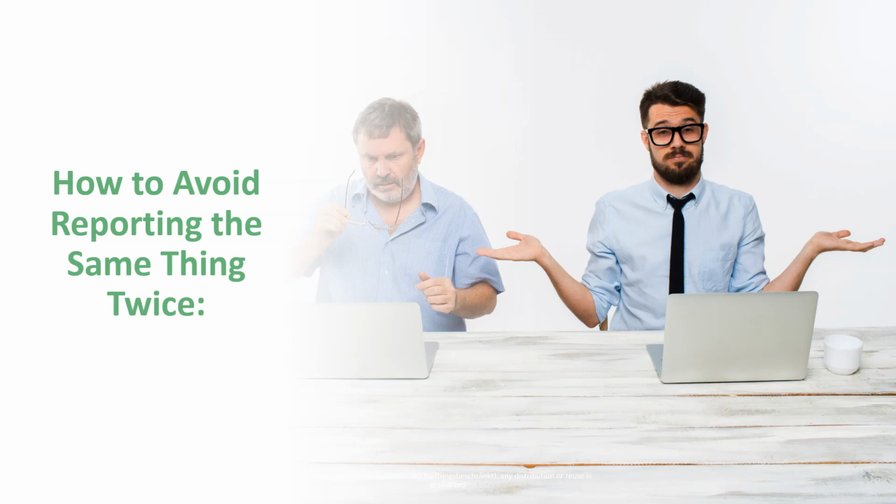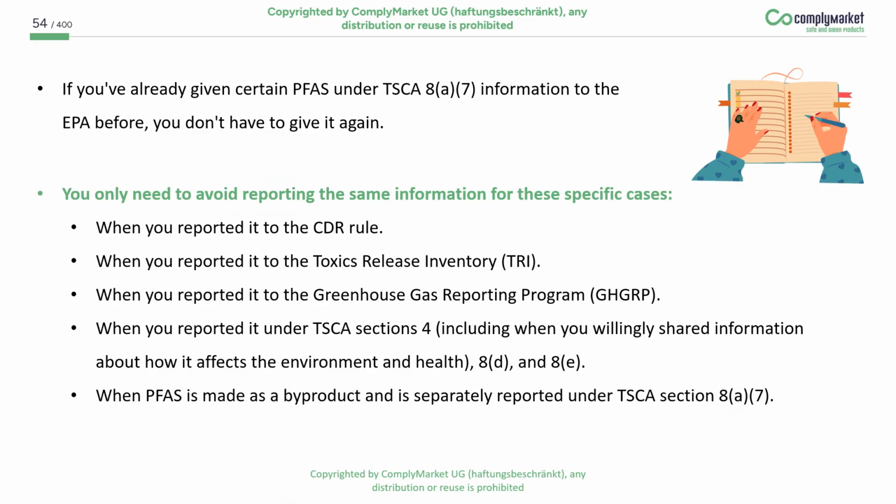You need also to avoid reporting the same thing twice. We always have many laws in regulations, and there are many common things between them. The new rule is asking you to avoid double reporting, so you have to check what you have reported under CDR, under the Toxics Release Inventory, TRI, and the Greenhouse Gas Reporting Program. Information that you have reported there, you don't need to repeat again, and that's affecting more mixtures and substances and not articles actually.